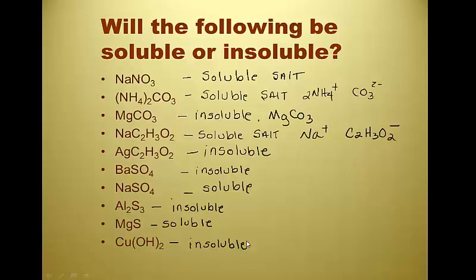Aluminum sulfide. Salts of sulfides are insoluble except for those of group 1A and 2A, and ammonium ions. Well, aluminum sulfide is neither 1A, 2A, or ammonium ions, so the sulfides are insoluble except for. That is not one of the exceptions, therefore it is insoluble. Magnesium sulfide, well, that's one of the exceptions to the rule, so that magnesium sulfide is soluble. And the hydroxide ones, the hydroxides are insoluble except for group 1A, strontium, calcium, barium, and ammonium. That's copper. That is neither 1A, strontium, calcium, barium, or the ammonium ions. That's how you use the solubility rules.